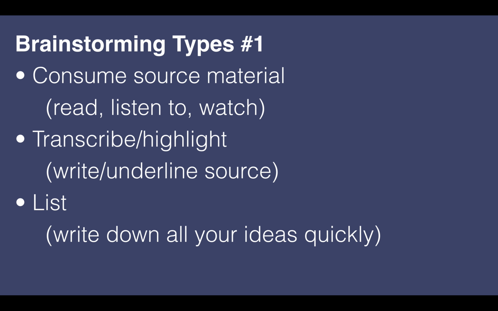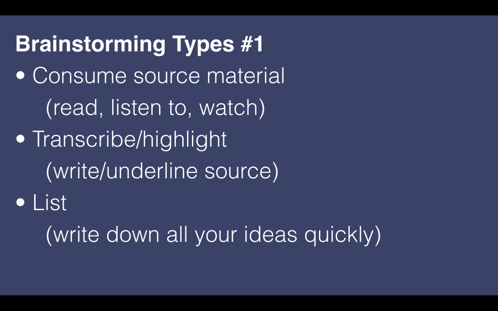I'm going to list several types of brainstorming ways and types. There's three main sets. They're all together. I'm just dividing them so you can see how they work. You can consume source material, such as read text, listen to maybe a podcast or a radio station, and watch television, film, videos, etc. And from this, ideally, ideas will germinate. Transcribe or highlight. By doing this, you take a text and you foreground certain ideas over others. By writing and underlining sources, it can help foster your creativity and ideas.